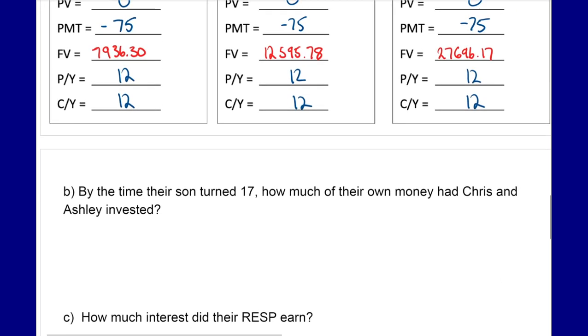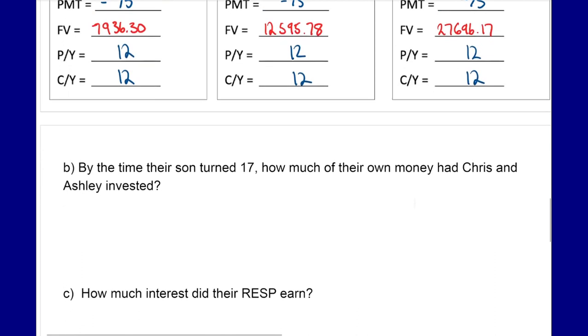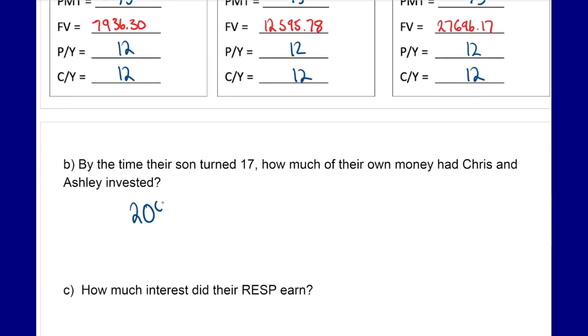So by the time their son had turned 17, how much of their own money had Chris and Ashley invested? Well, if we look back, we know that there's 204 compounding periods over those 17 years. So if I take 204 months and multiply it by $75, because that's the amount of the payments they're making, we get that in total they would have put in $15,300. So that's how much of their own money they invested.